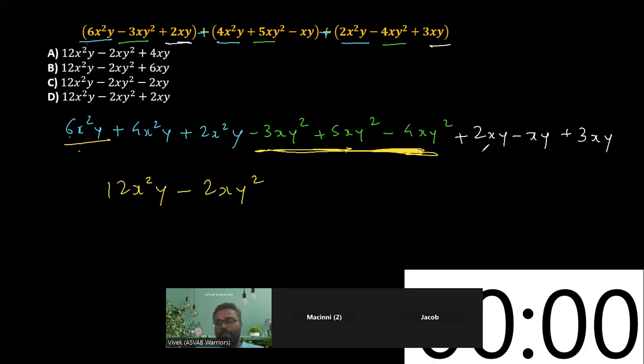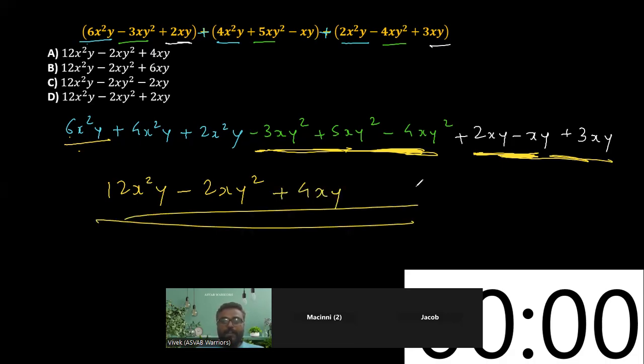Let's move on to the last term now. 2 minus 1 is 1. 1 plus 3 is nothing but 4. So it will be 4xy. So this will be your answer.